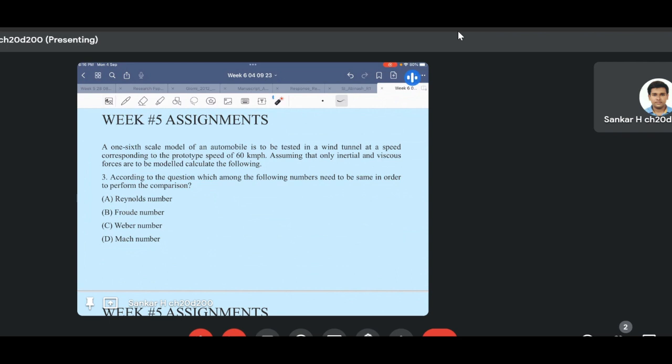According to the question, which among the following numbers need to be the same in order to perform this comparison? Reynolds number, Froude number, Weber number, or Mach number. I'll give you a minute to think about it. The key point is that only inertial and viscous forces are to be modeled.